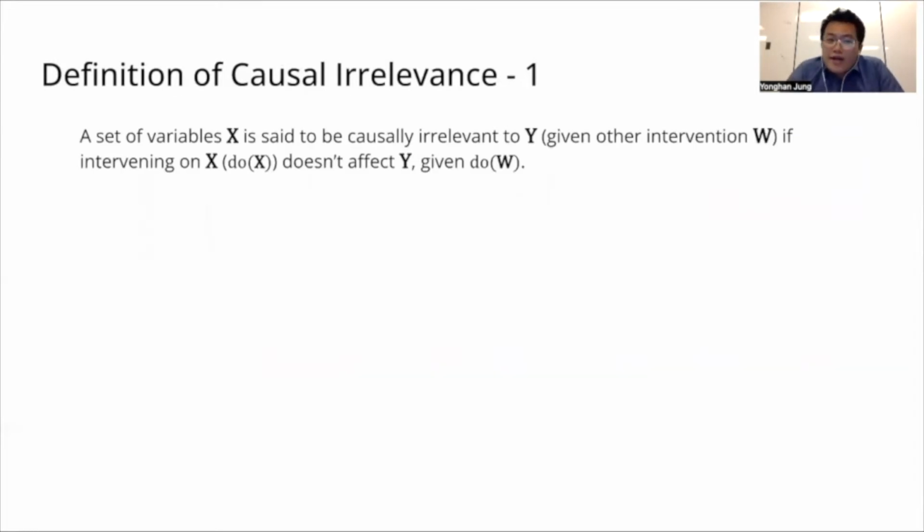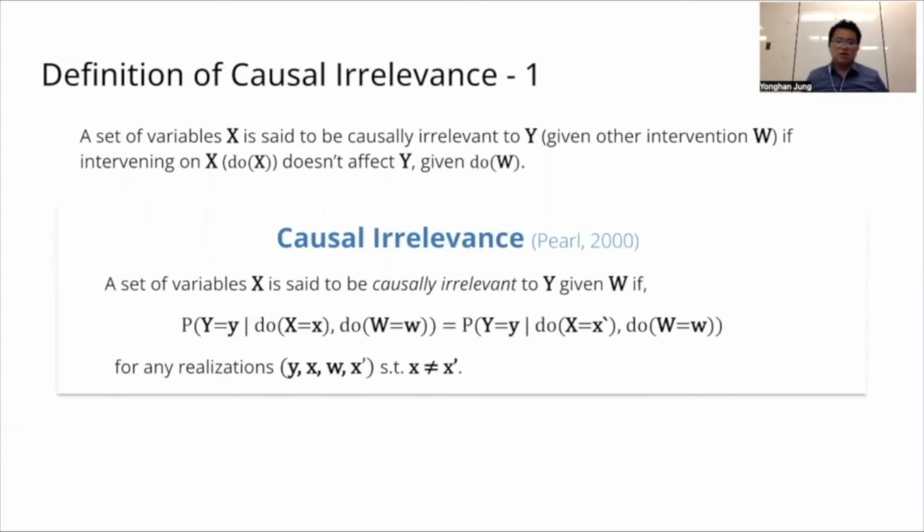A set of variables X is said to be causally irrelevant given other intervention W if intervening on X does not affect Y. Formally, in a probabilistic sense, the two values, intervening do(x) and intervening do(x'), which are different, don't affect Y in a probabilistic sense if we have an intervention on W.